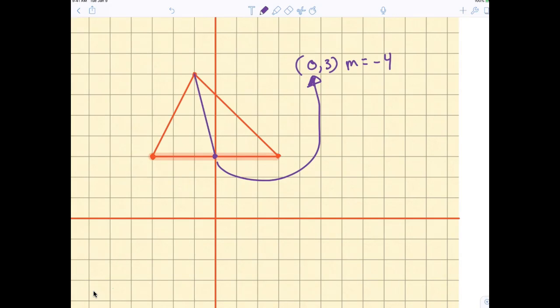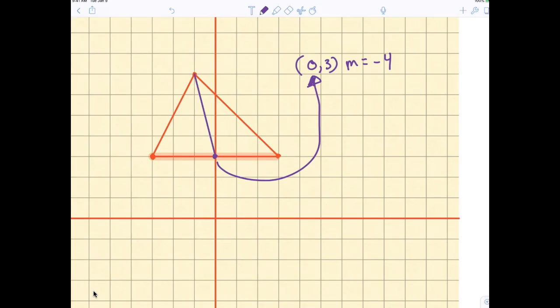Is it -4 because you're going down 4 and over 1? Okay. This is what I did. I went down 4 and I went over 1. That's why the slope is -4. Speak up. Ask me. Anybody have any questions with that? Come on, guys. Everybody's good?